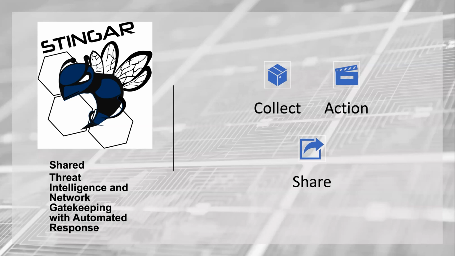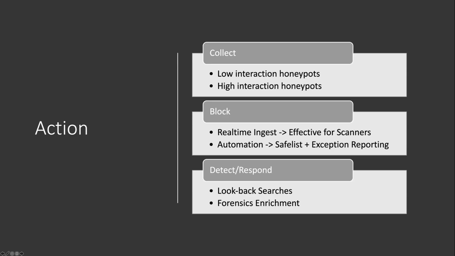STINGAR, or Shared Threat Intelligence and Network Gatekeeping with Automated Response, really is comprised of 3 parts. It's designed to make it easy for higher ed institutions to collect data using honeypots, take action on that data by sending the data to other tools in your environment, such as an intrusion prevention system or a firewall or black hole router, and then also share that information with trusted partners.